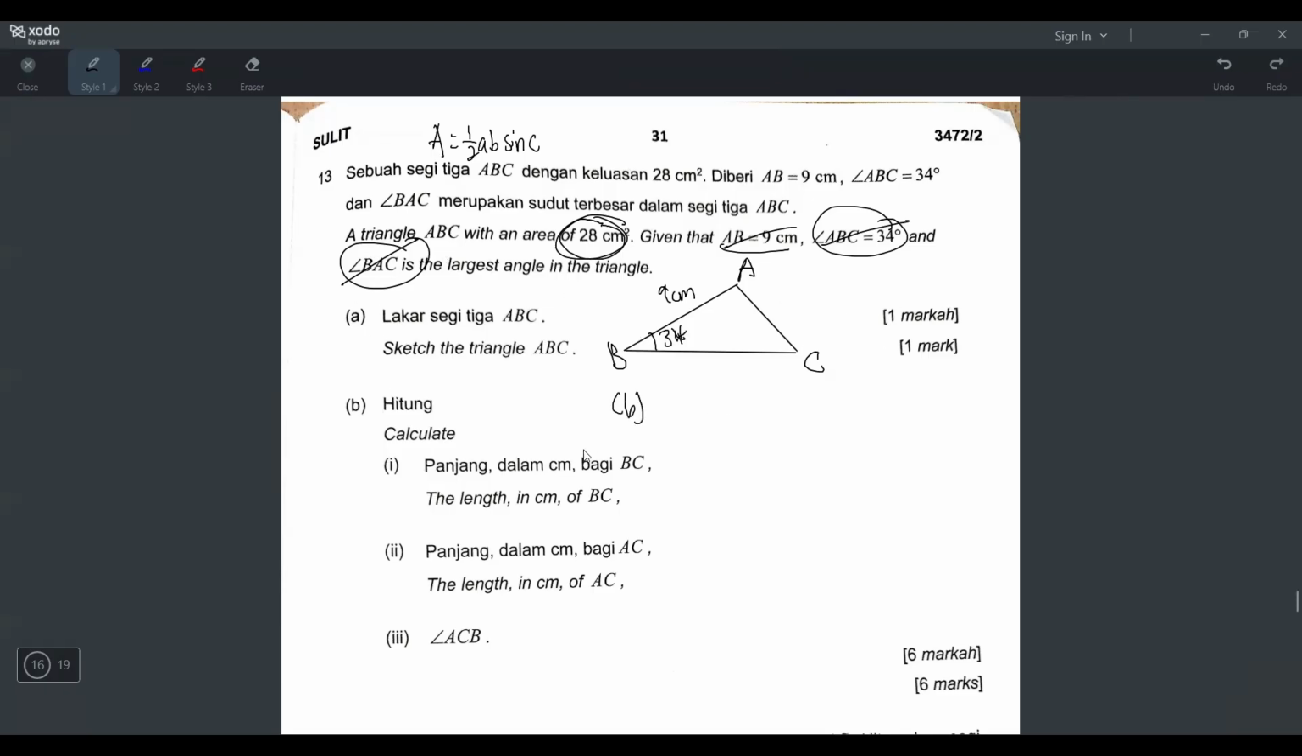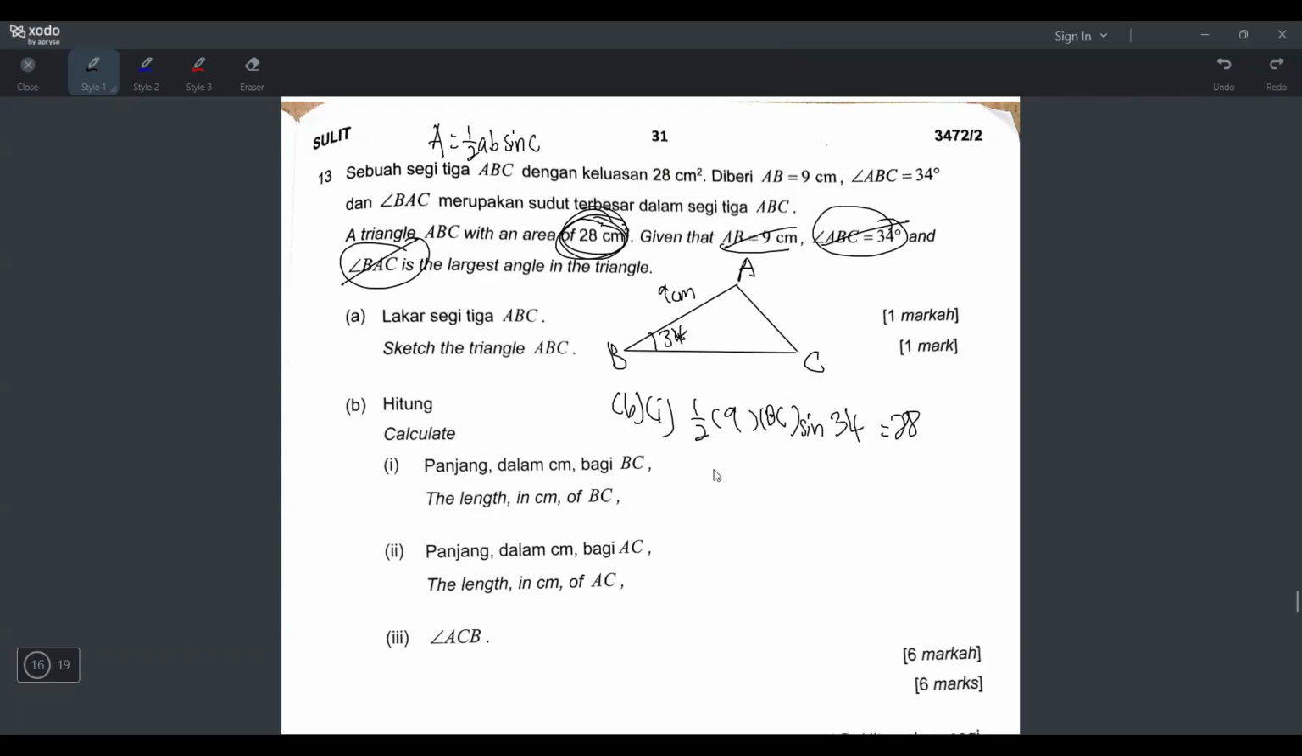Now let's do B. B1, they said find the length of BC. This one, use the area. So 1 over 2 AB sine C equals 28. And then for the AB, you use these two sides, because you're trying to find BC, right? So you use 9 and BC. And then the included angle you already have, 34. So now you can find BC.